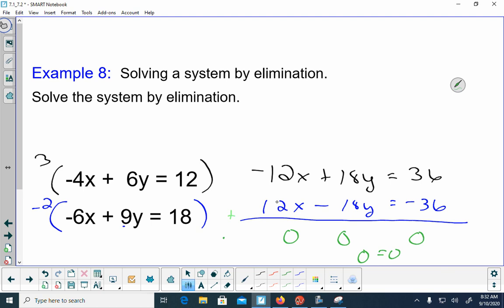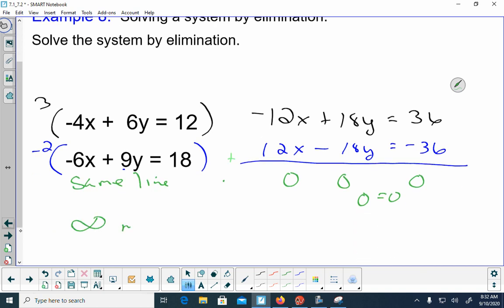Since this is a true statement, that means that these two lines are the same line. They're just multiples of each other. So you're going to have infinitely many solutions. You cannot use interval notation, say negative infinity to positive infinity, because the infinitely many solutions mean that they have to meet the requirements that both those points are on that line. So it's infinitely many solutions.